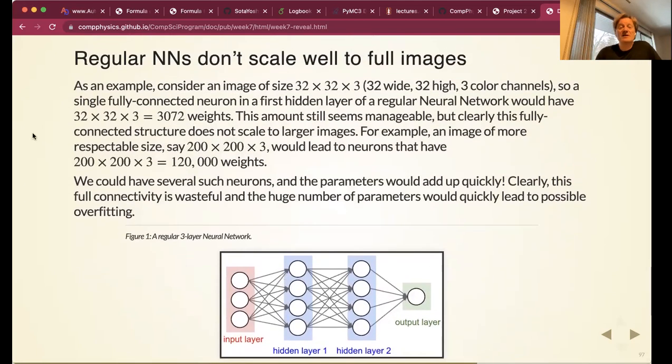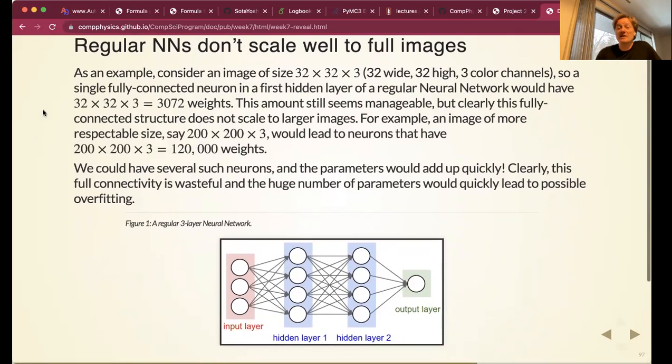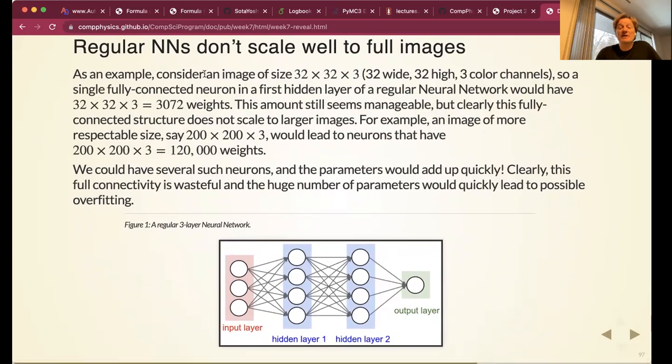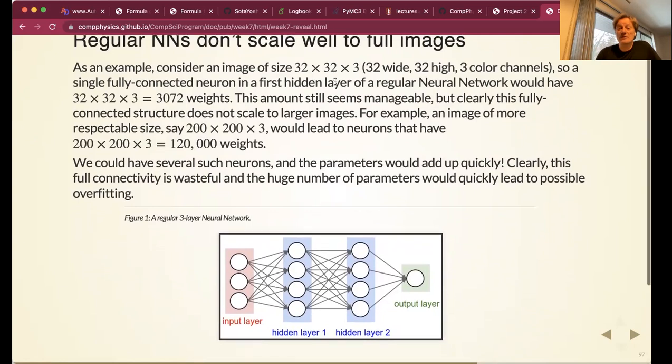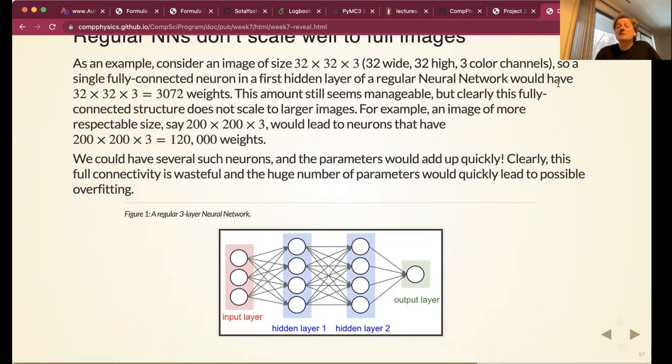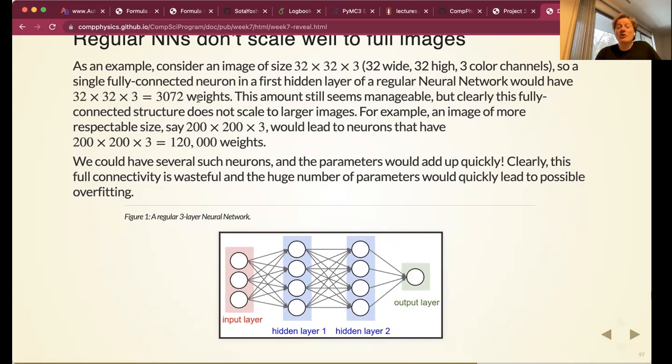Think of the example which we went through when it came to the MNIST data set. If you look at an image which has 32 times 32 pixels, which is still a pretty coarse image, you can have something like 3 color channels. So it means that the fully connected neuron in a first hidden layer of a regular neural network would have something like 3,072 weights. This is quite a lot. It's still manageable, but clearly this fully connected structure does not scale to larger images.